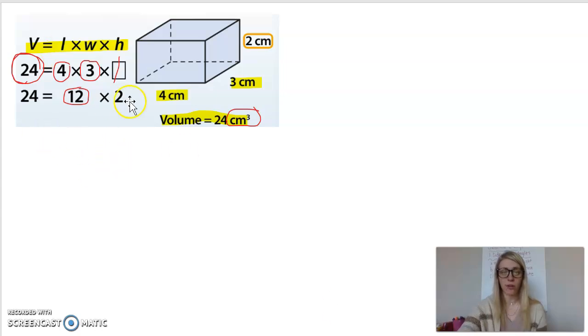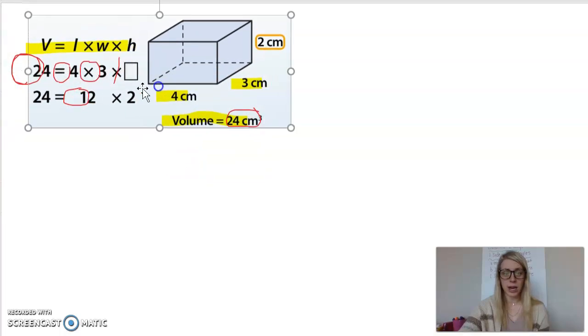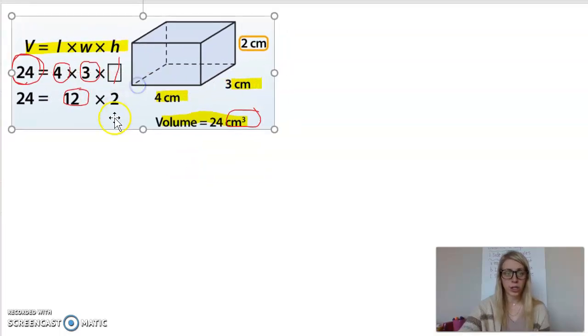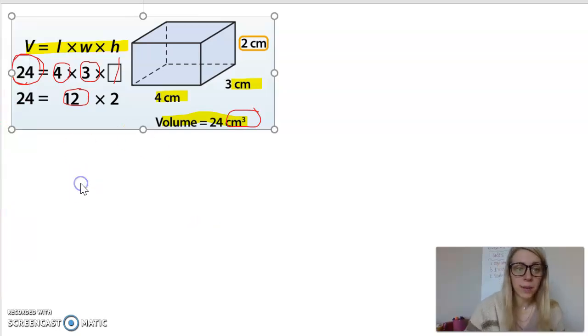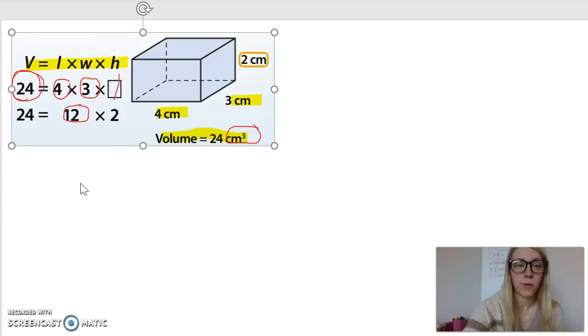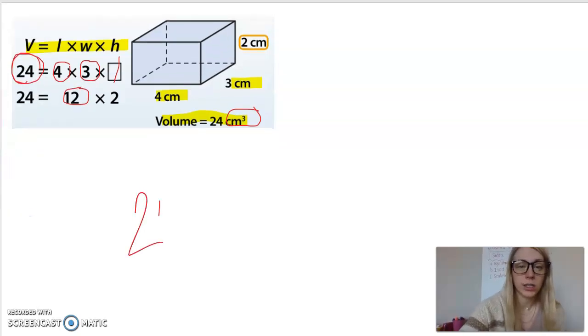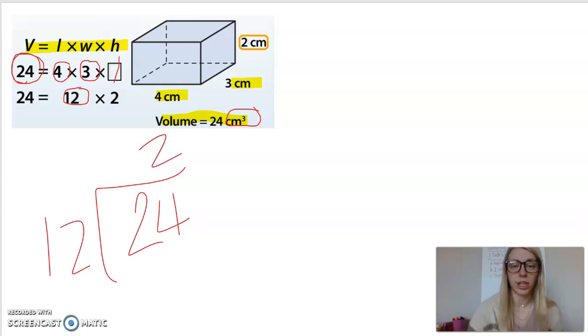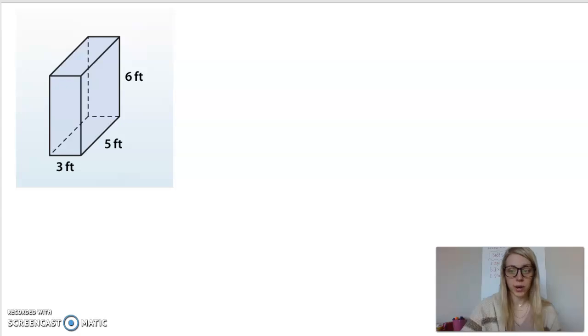Another way that you could solve that, if you didn't know what this unknown number was here for 2, you could easily just go here and take 24 divided by 12 to get that unknown number, and your answer is 2. Okay, moving on to our next slide. Here's just an easy one.